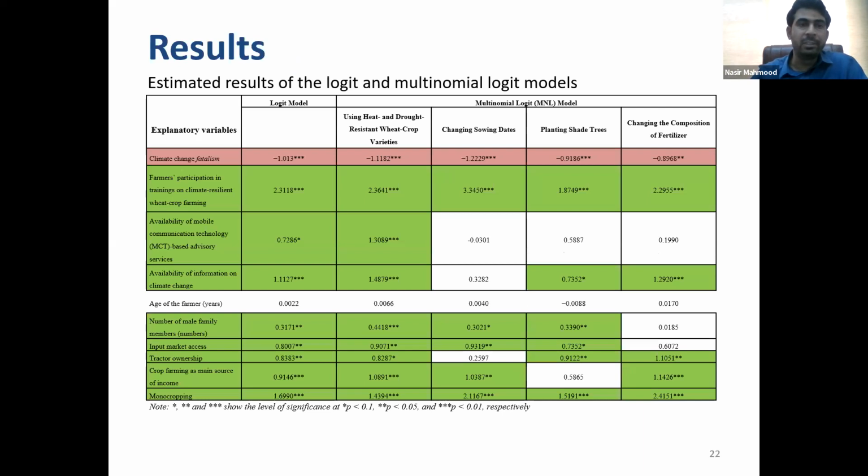So similarly, the highly significant and positive coefficients have been colored in green, and the negatively significant coefficients in red color. So the first variable, the climate change fatalism.